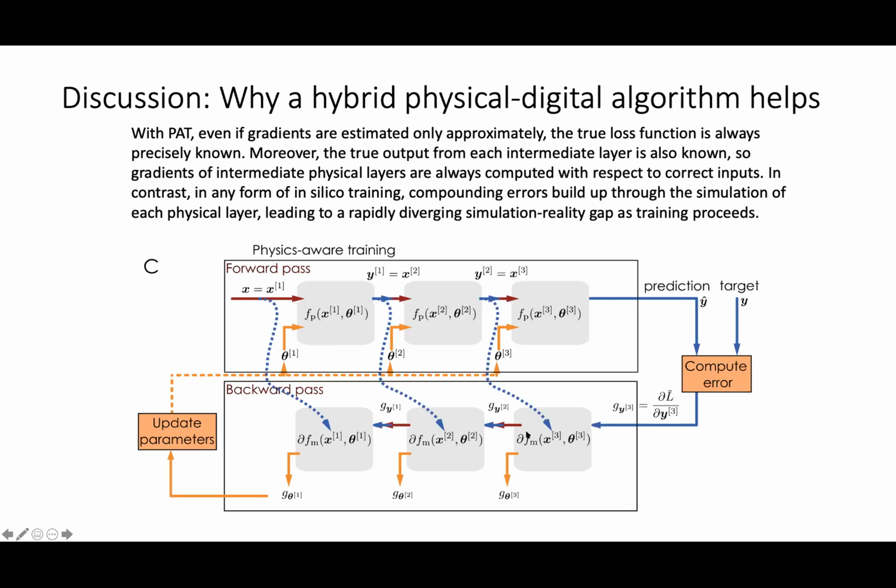And then basically you estimate the gradient in the wrong place. Then you fail. So I think this is the key idea why this hybrid algorithm is better than pure in silico training. Okay, that's all. I think that's basically this paper. Yeah, thank you. Any questions?